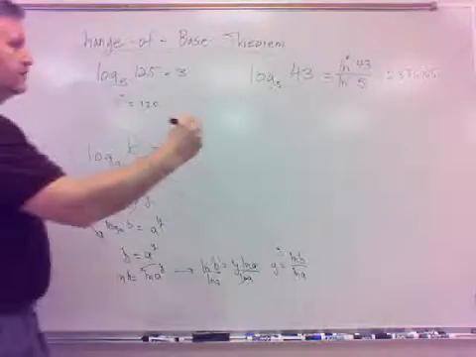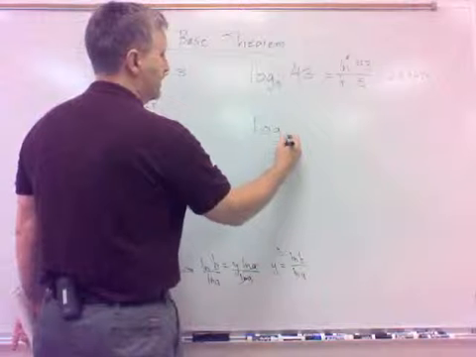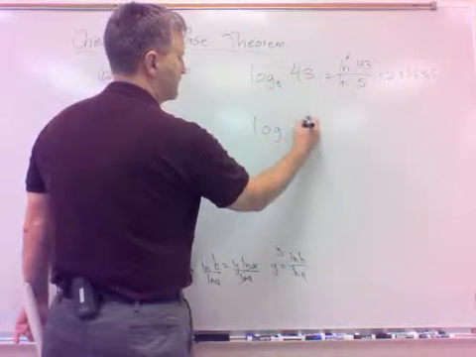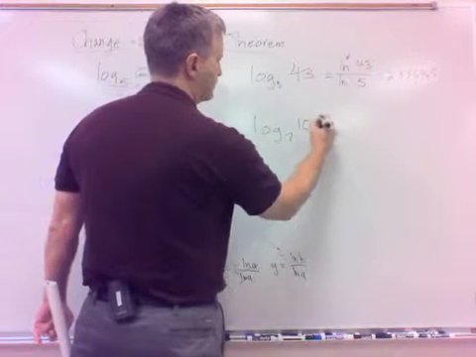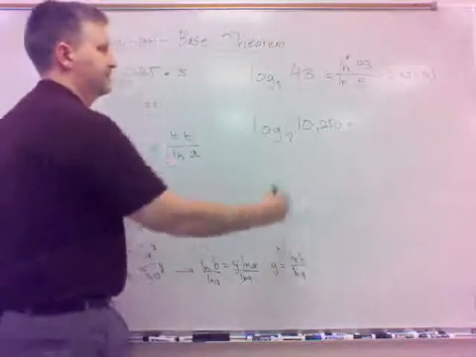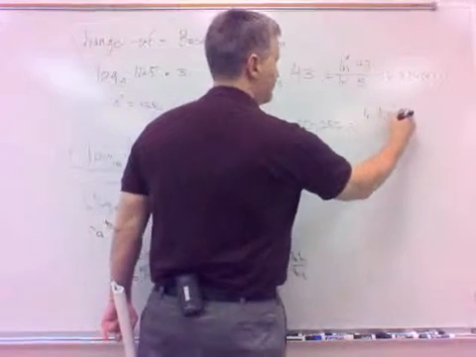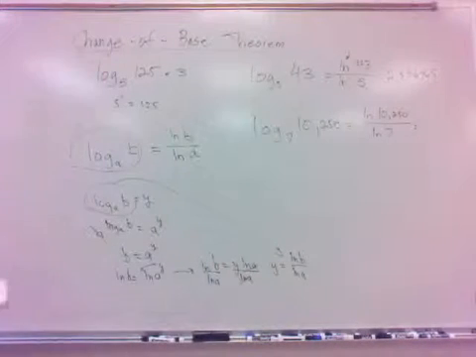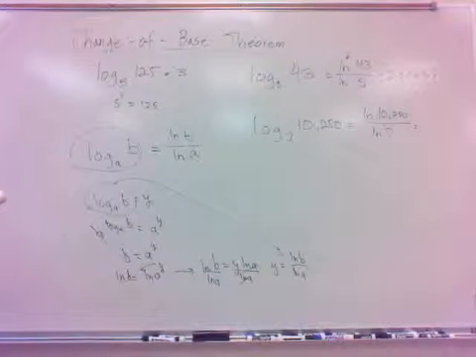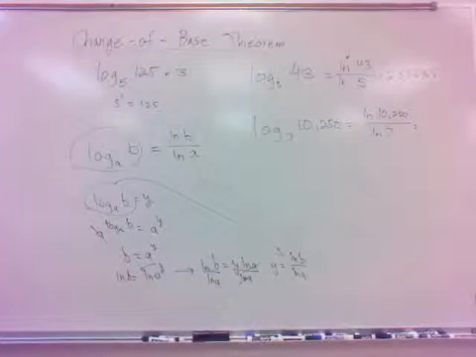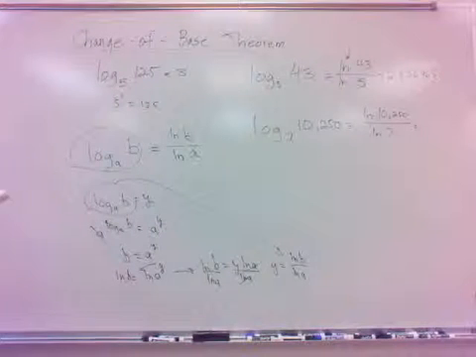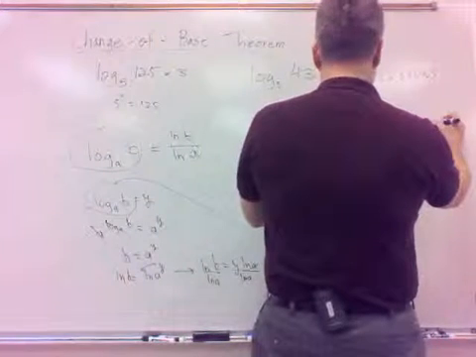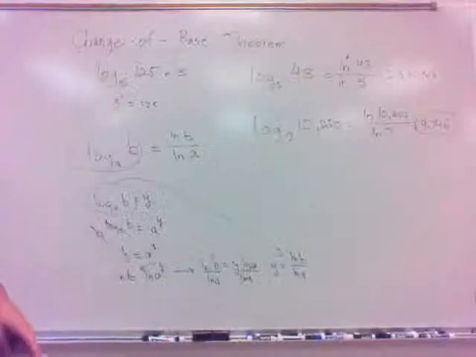Okay, so yeah, you can do this with any base. Log base 7 of 10,250. I'll just do the Ln of 10,250 divided by the Ln of 7, right? That'll get it for us. That gives me 4.746. Just use as many places as it wants, okay?